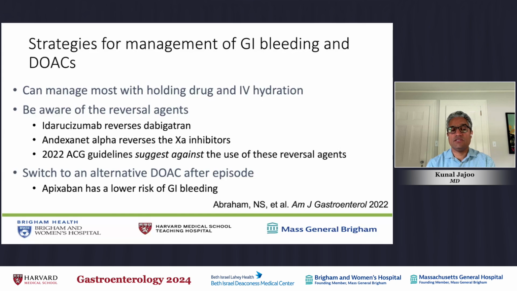If the patient is on one of the other direct oral anticoagulants, you can consider switching them to apixaban after an event of GI bleeding. As I showed you earlier, that has a lower overall risk, and it's more comparable to the Coumadin risk.